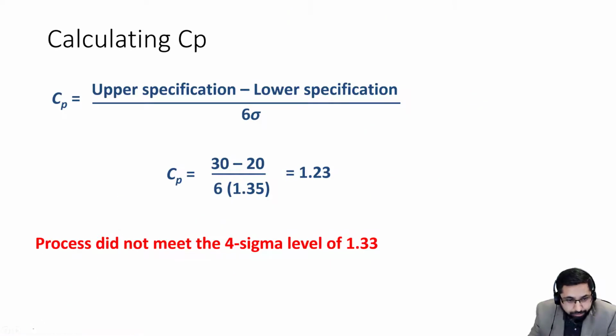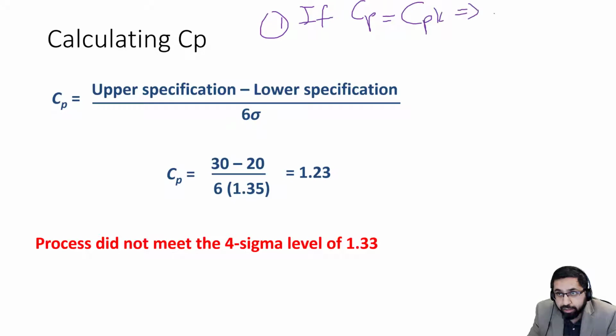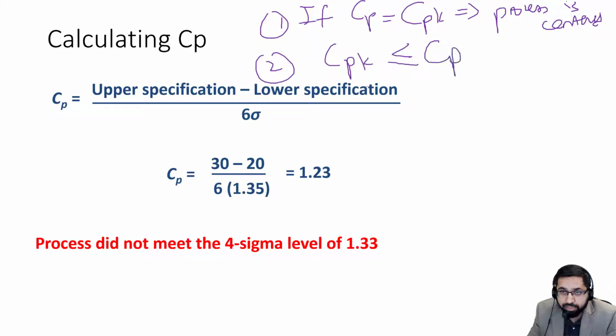And you need to know this. Number one, if CP equals CPK, that means the process is centered. Number two, CPK is always less than or equal to CP. CPK can never exceed CP. Why? That's by definition, because CPK penalizes you for not being centered. So if you're perfectly centered, there's no penalty, it will equal CP, but it can never exceed CP.